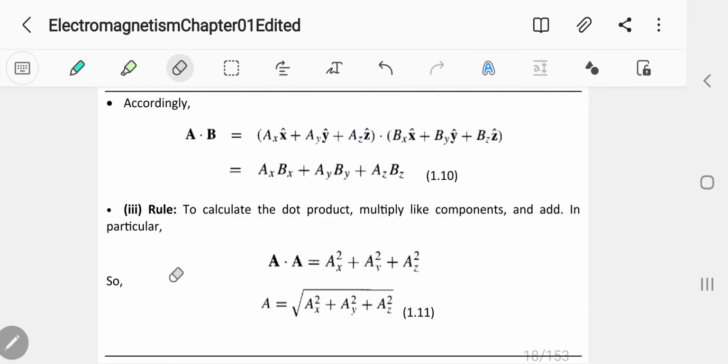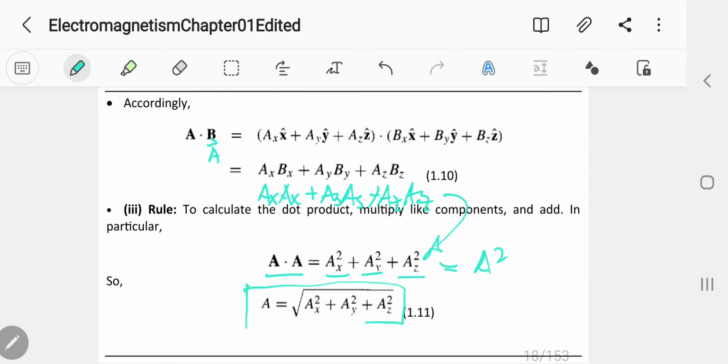And then you have to calculate the dot product of a vector with itself. So here you have A dot A, which is Ax, Ay, and Az dotted with itself. So if you replace B with A, then this is just Ax squared plus Ay squared plus Az squared, and that leads to this one. So this one is equal to A squared, and so your magnitude A will be this one.